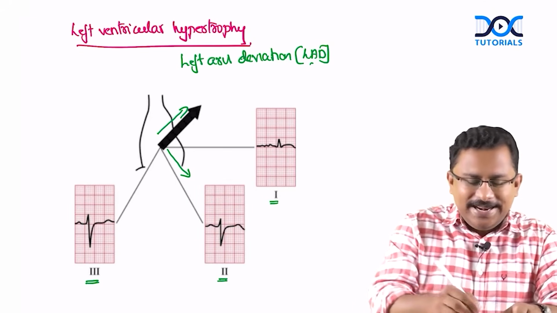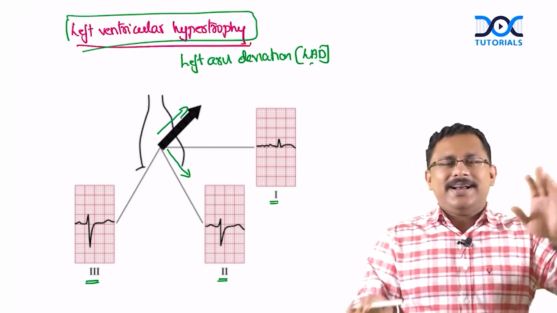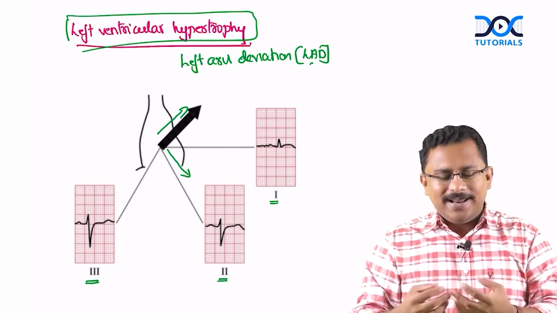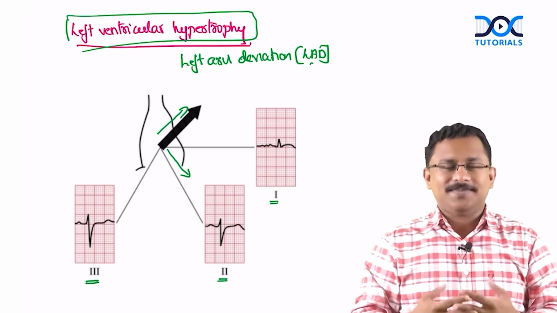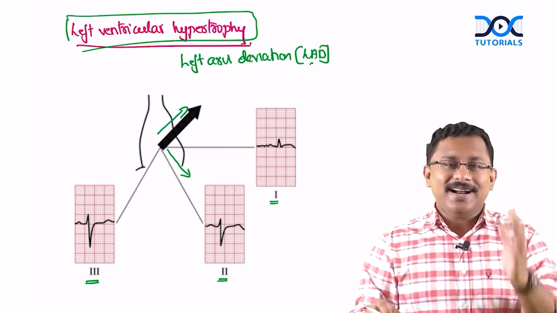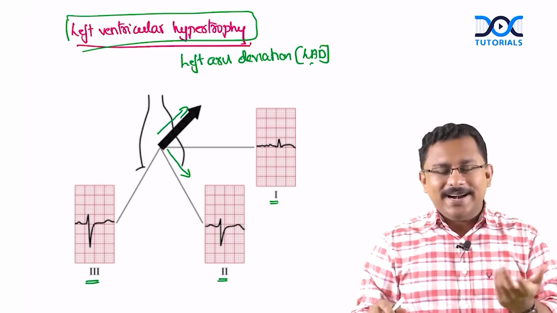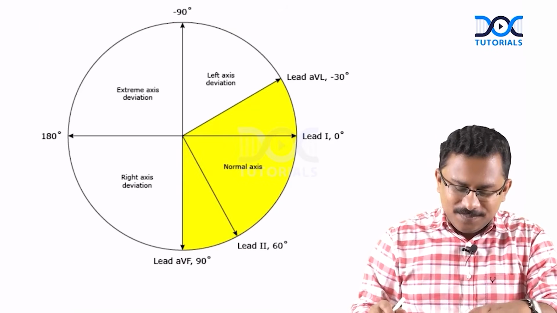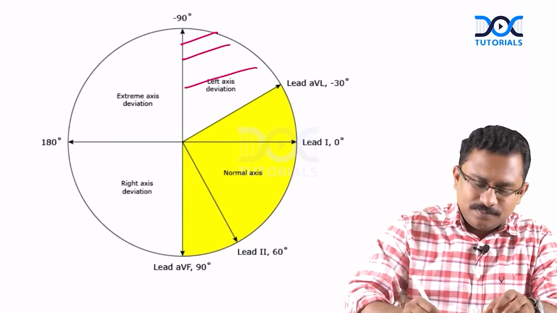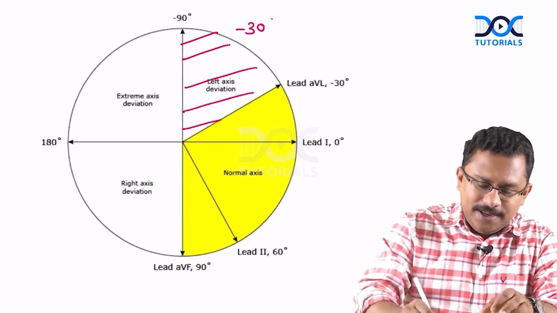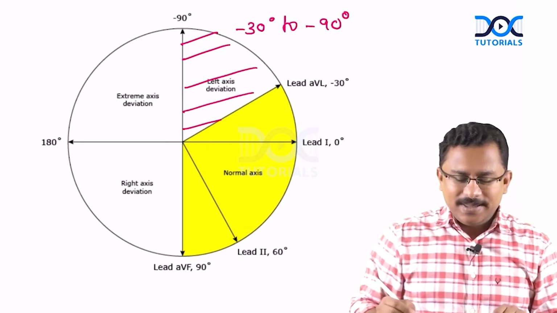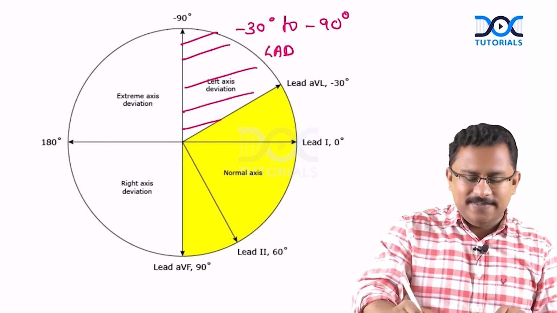But remember that in addition to left ventricular hypertrophy, we said right ventricular hypertrophy, right axis deviation. Well, left ventricular hypertrophy, left axis deviation, but the left axis deviation can also occur because of certain conduction abnormality. So what conduction abnormality? That is what we are going to learn. Just have a look at that. Left axis deviation, minus 30 degrees to minus 90 degrees. Remember minus 90 degrees. That is LAD, left axis deviation.